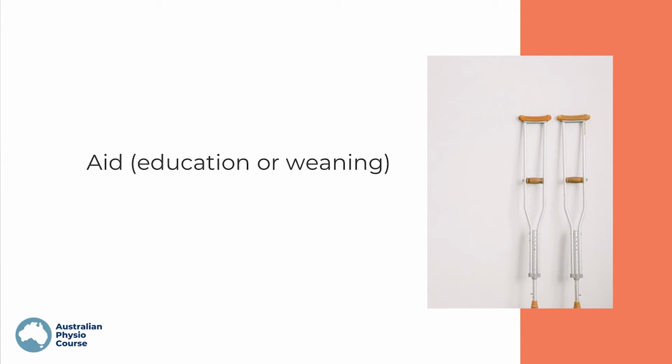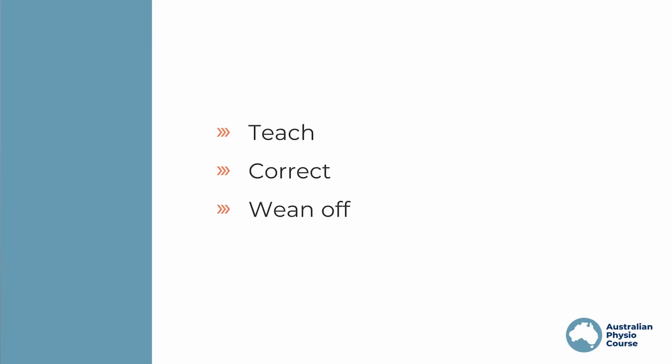Aid. If your patient's gait is temporarily or permanently impaired, they require a gait aid. If they already have one, you need to make sure they're using it correctly. If they don't and they need one, you need to teach them how to use it. If they have one but they don't need it anymore, or if they've improved, or the weight bearing restrictions post-surgery have lifted, you need to teach them how to wean off it. If you succeed in teaching your patient any of this, you'll have performed an effective treatment.